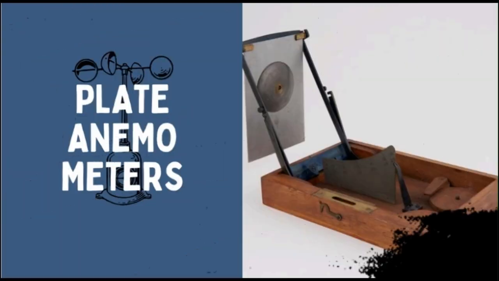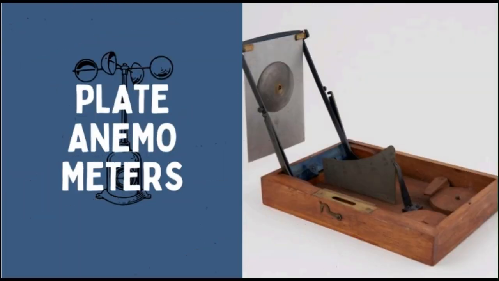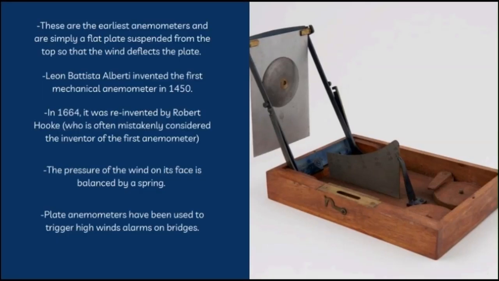Another type of anemometer is the plate anemometer. These are the earliest anemometers and are simply a flat plate suspended from the top so that the wind deflects the plate. In 1450, the Italian architect Leon Battista Alberti invented the first mechanical anemometer. In 1664, it was reinvented by Robert Hooke, who is often mistakenly considered the inventor of the first anemometer.